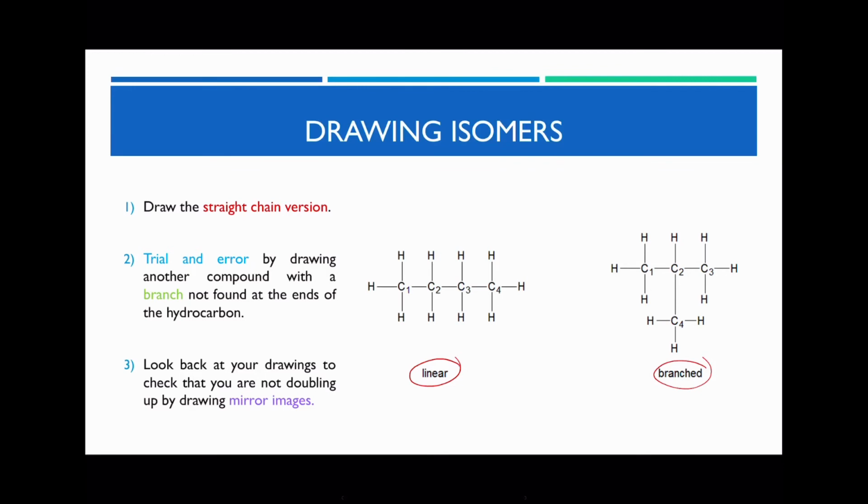What you need to do next is trial and error by drawing another compound with a branch that's not found at the end of the hydrocarbon. And afterwards, you need to ensure that you refer back to your drawings to make sure you're not doubling up, because you might be drawing mirror images of another compound, and we said earlier on that compounds that are mirror images of one another are not considered to be isomers.